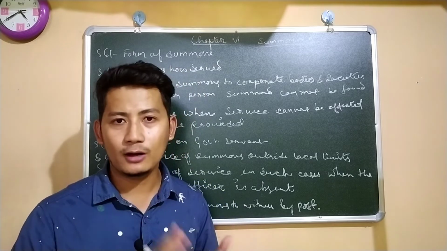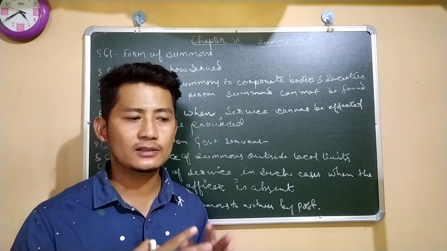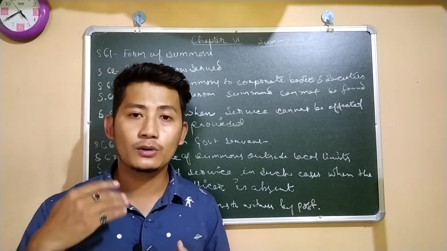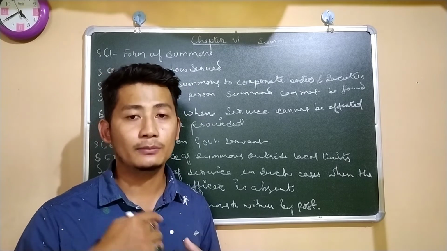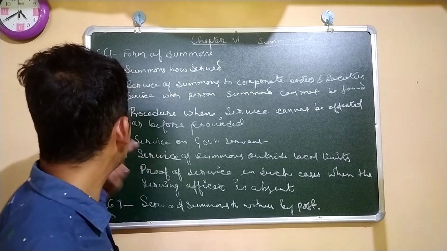So now what will happen? If the court after due inquiry considers that the summons is duly served, then it is okay, and otherwise the court will issue a fresh summons again. Okay, and the procedure for how it should be executed. All right, so this is section 65.